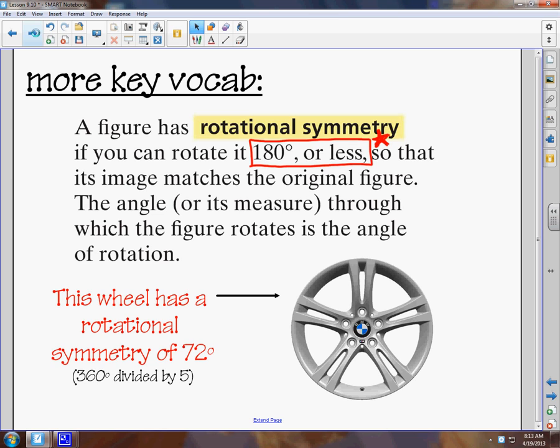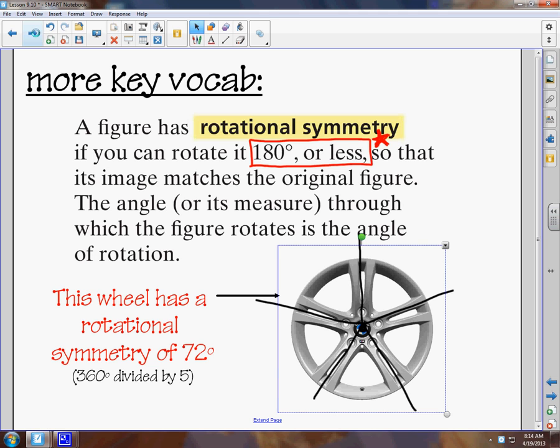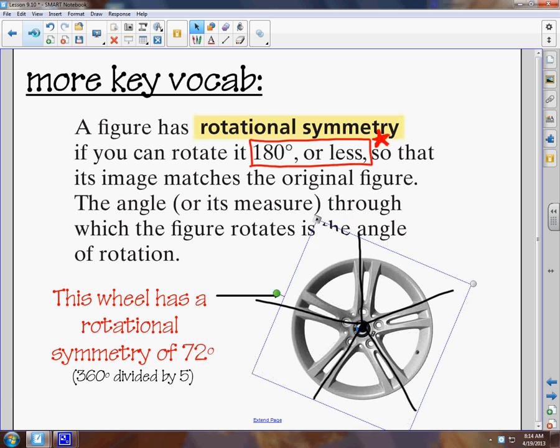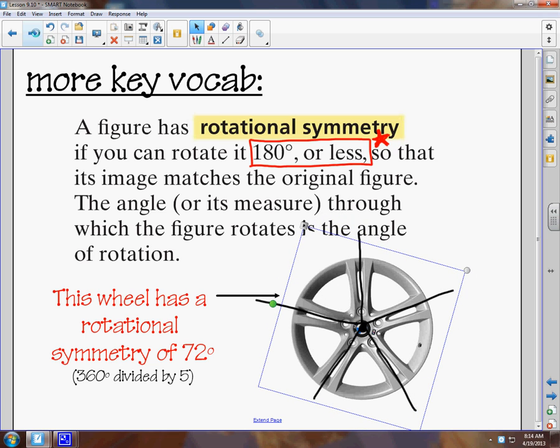The angle or its measures through which the figure rotates is the angle of rotation. So you have your point of origin, which is your center, and then you look and you see, okay, this has 1, 2, 3, 4, 5 parts. Okay? If I take the wheel and I rotate the wheel one turn, does it look the exact same? And it does, because look, all my 5 parts match up. So this has rotational symmetry.